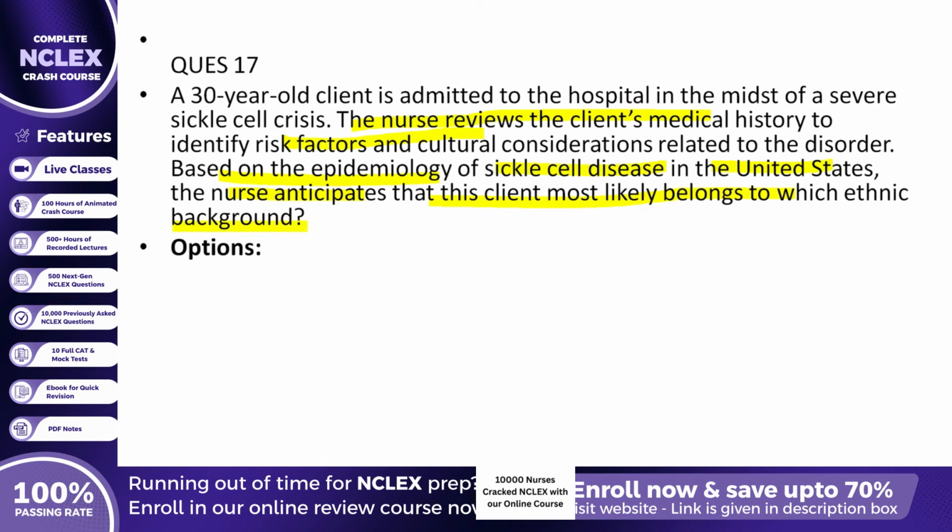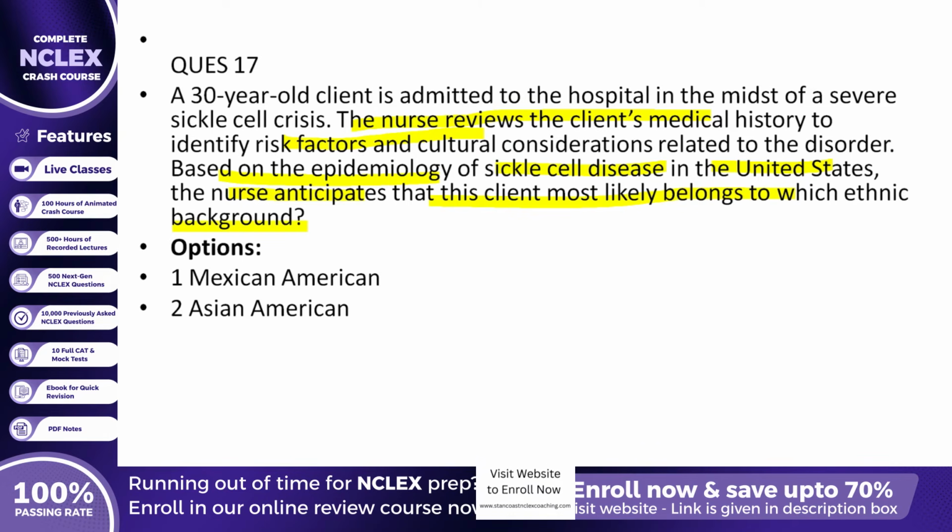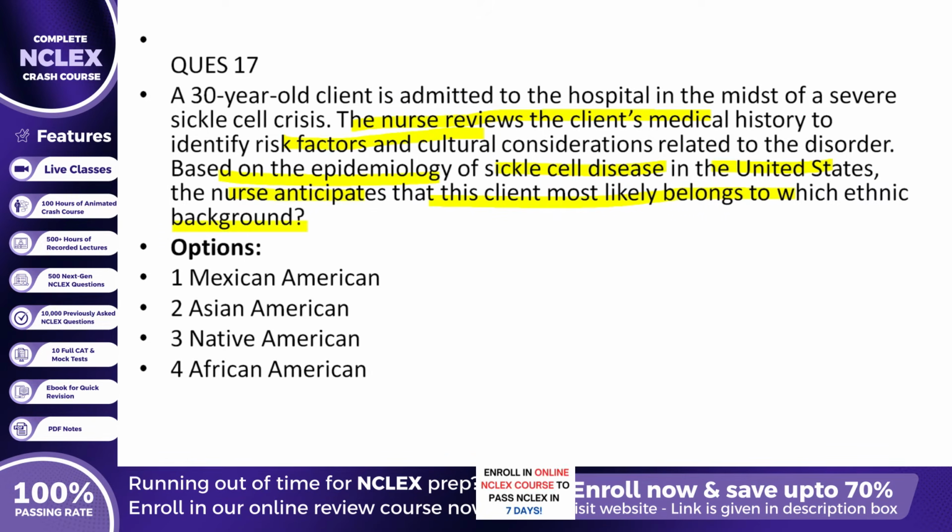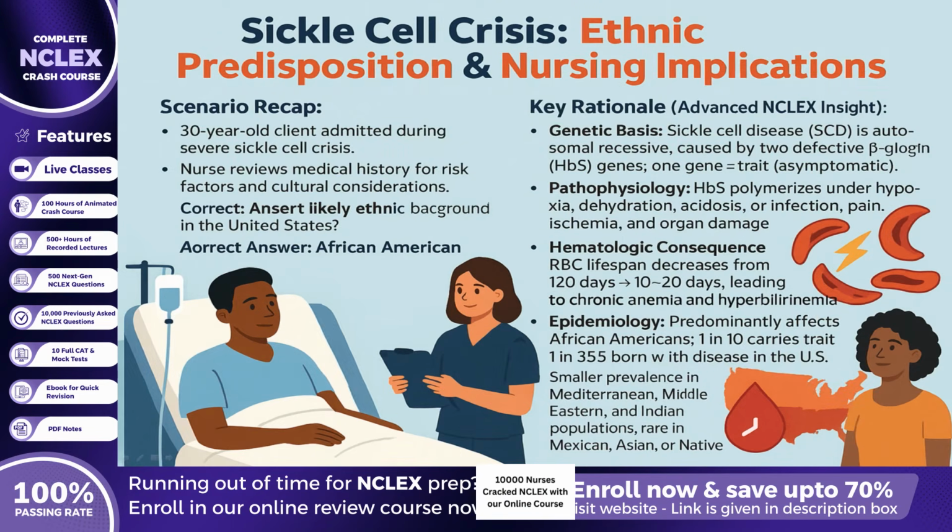The available options are as follows. Option 1, Mexican American. Option 2, Asian American. Option 3, Native American. And Option 4, African American. The correct answer is Option 4, African American. Now, to understand the reasoning behind this answer, let us explore the advanced rationale in detail.